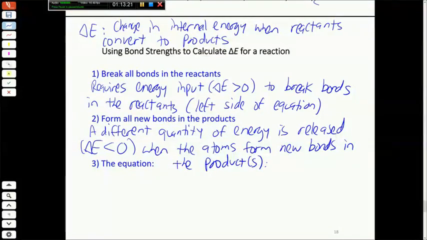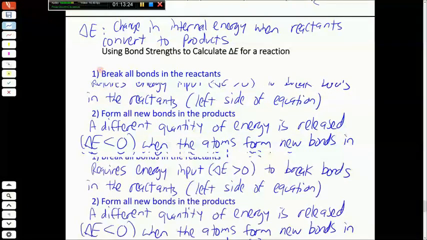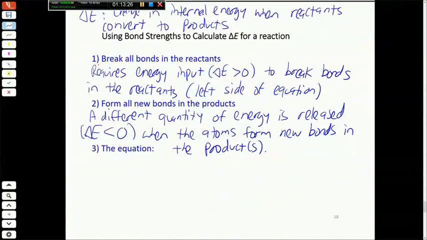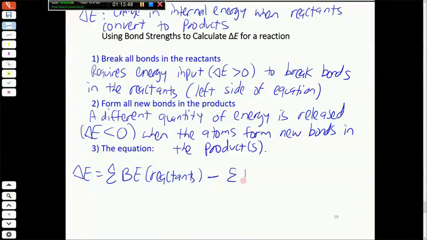Okay? And so that gives us a pretty simple equation then for calculating the delta E for a reaction if we know the bond energies of all the bonds on the reactant side and we know the bond energies of all the bonds on the product side. So it's going to be the sum, so there's another Greek letter, capital sigma here. It's the sum of all the bond energies on the reactant side minus the sum of all the bond energies on the product side.